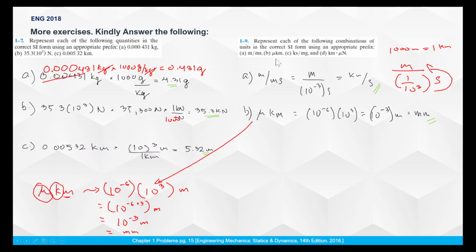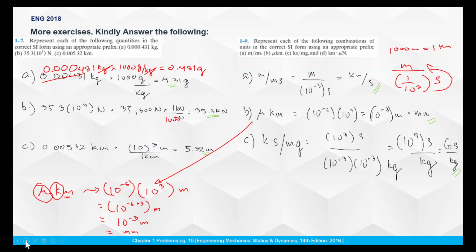Ito naman, microkilometer, dali lang, 10 raised to negative 6 and then may naka-kilometer ka pa dito. So 10 raised to third power, nakalimutan ko lang yung meter dito. You apply yung rules ng exponents na magiging 10 raised to negative 3 meters. So magiging millimeter.